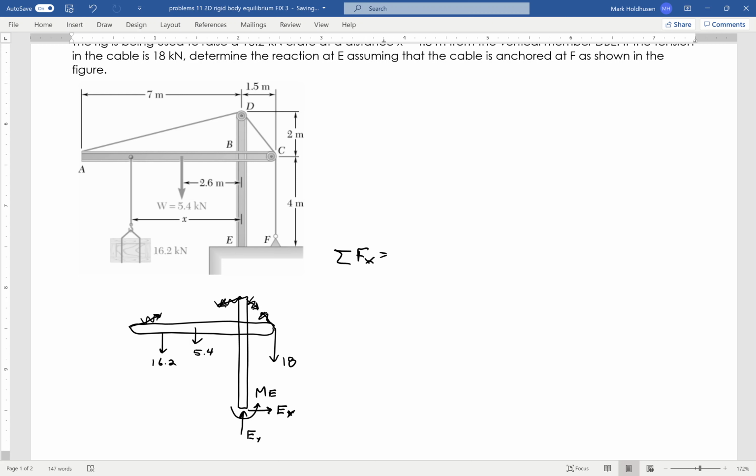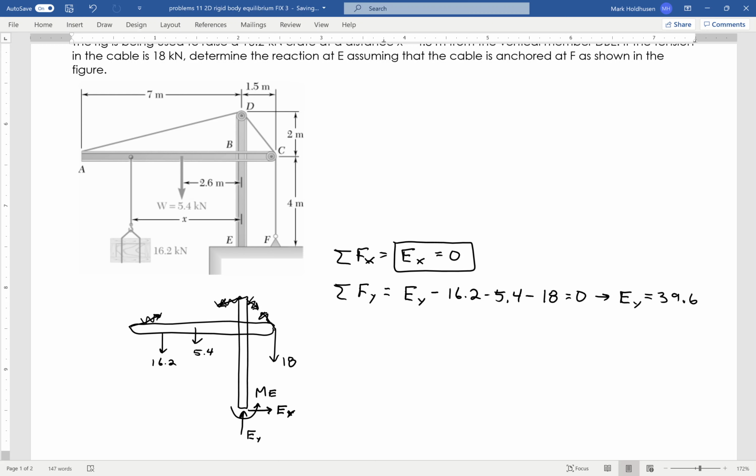The only force I have in the X direction is EX, so it has to equal 0. Very simple, very trivial. Summing the forces in the y direction, I've got EY acting up, and then I've got 16.2, I've got 5.4, and I've got 18 all acting down. From that, I can solve that the vertical reaction at EY is 39.6 kilonewtons.